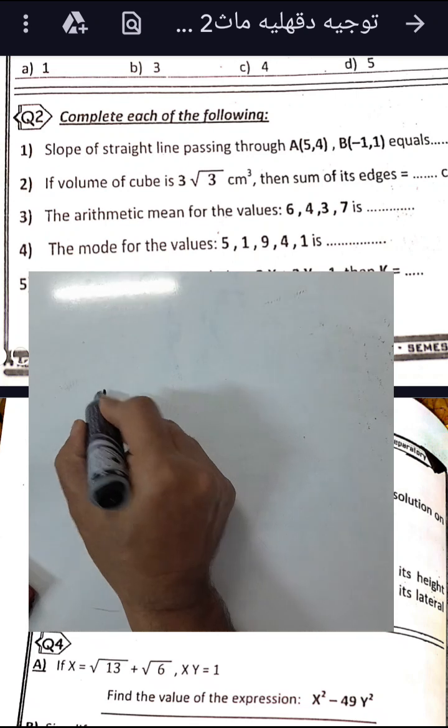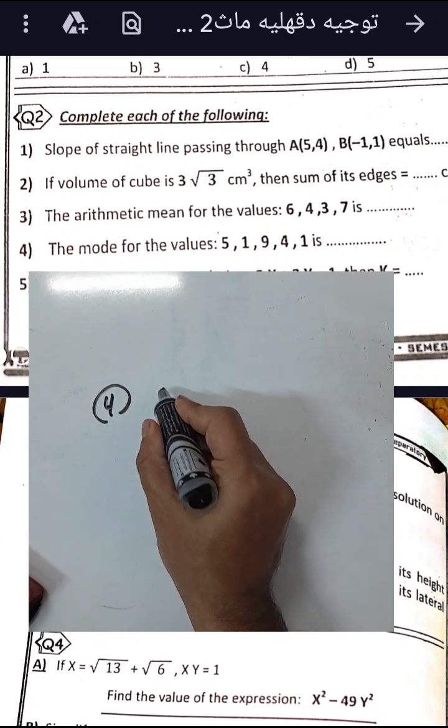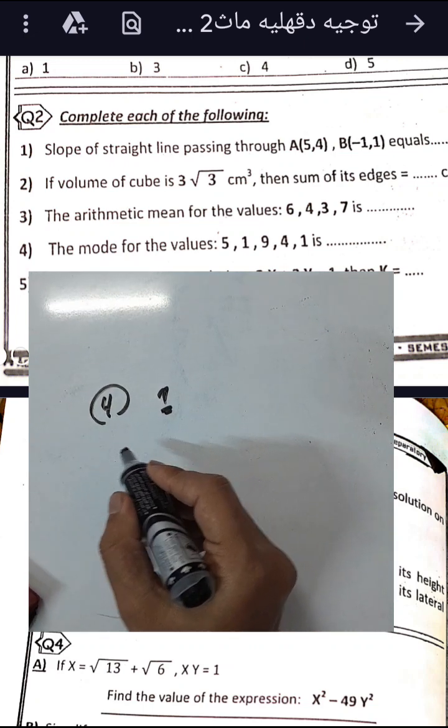Question number 4. The mode for the values 5, 1, 9, 4, 1 will be 1. The mode means which number is repeated the most here, and it will be 1.